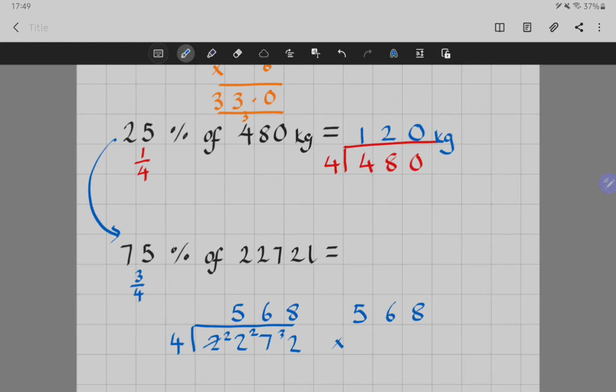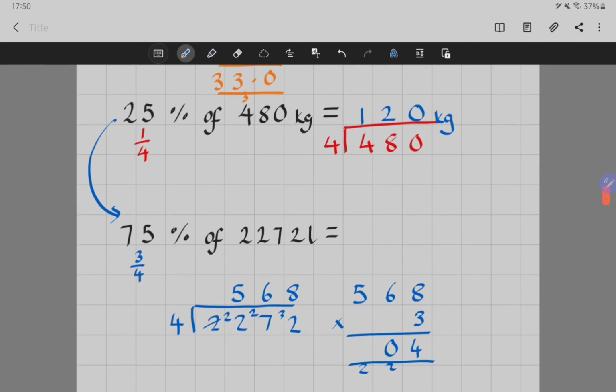So I need a second step, 568 times by 3. Okay, 8 times 3 is 24. 6 times 3 is 18. Plus 2 is 20. And then 5 times 3 is 15. Plus 2 is 17. So 75% of 2,272 litres gives me a total of 1,704 litres. So well done if you managed to work those ones out.